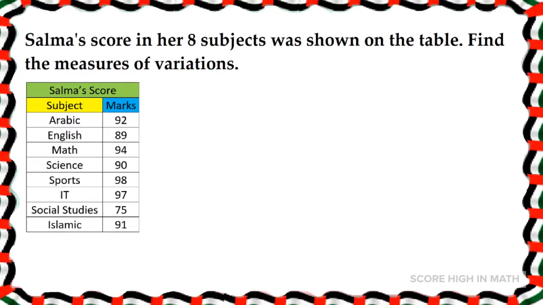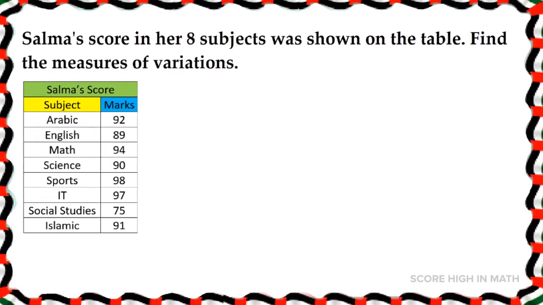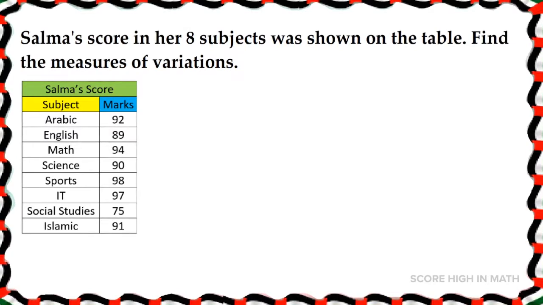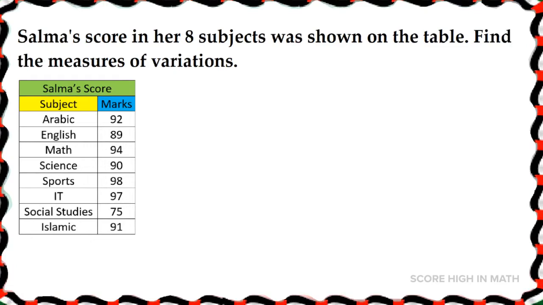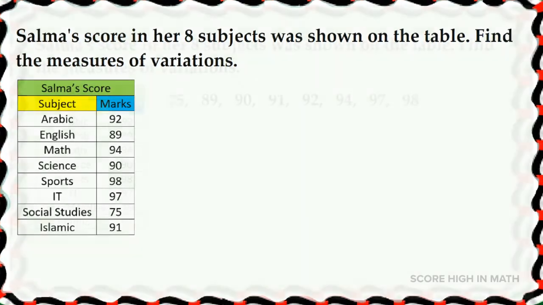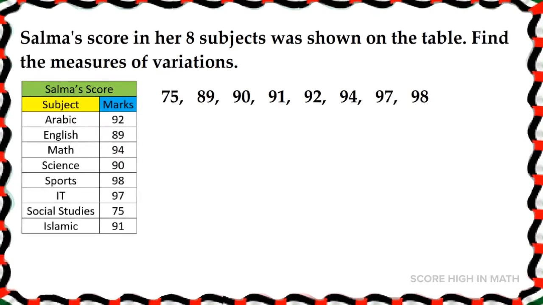Let us solve this problem. Salma's score in her 8 subjects was shown on the table. Find the measures of variations. We have 8 numbers here. What are we going to do? We are going to arrange the numbers from least to greatest.